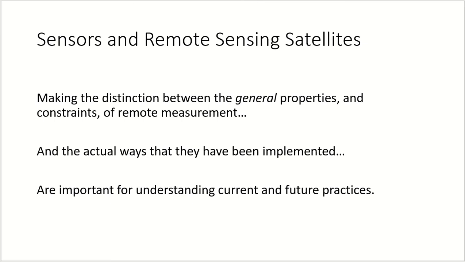So as I said, the chapter is about what I call here general properties of making measurements via remote sensing, general properties and constraints of that process, and the actual ways that they've been implemented. So here, specific missions, if we talk about government efforts, or different sensor systems, if you look on the commercial side.